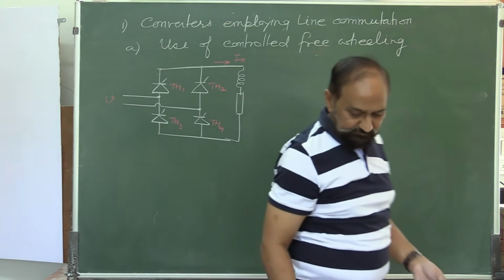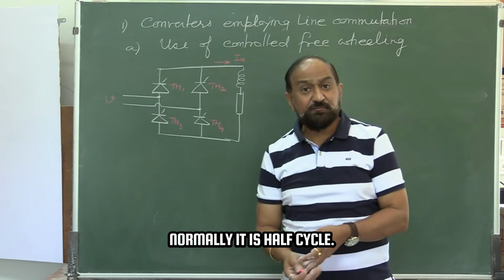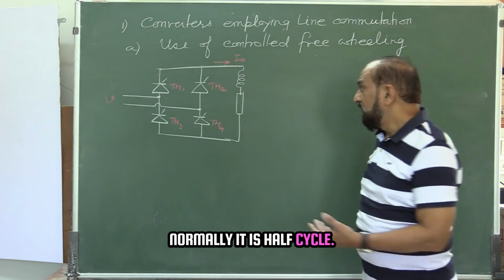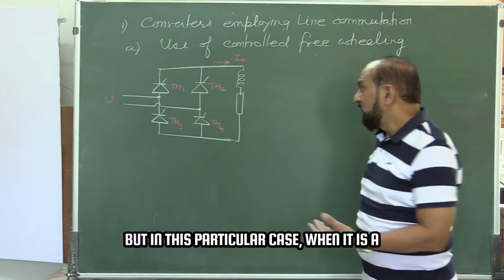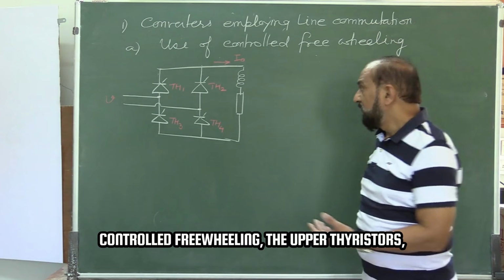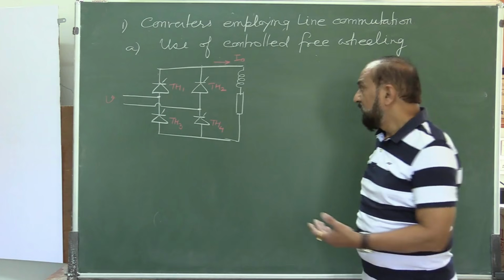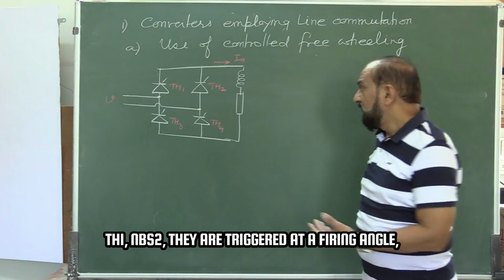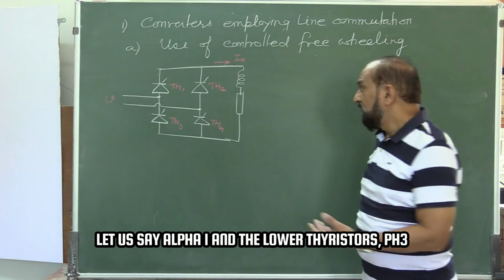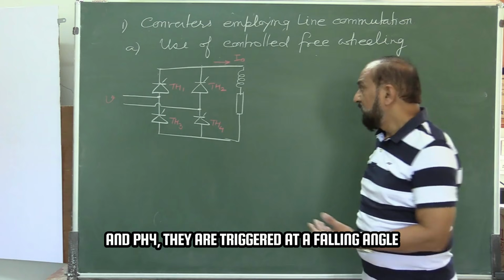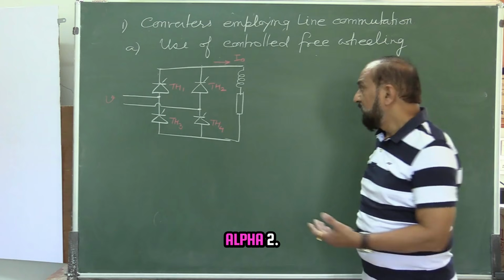Normally, negative half cycle. But in this particular case, when it is a controlled freewheeling, the upper thyristors TH1 and TH2, they are triggered at a firing angle, let us say alpha 1, and the lower thyristors TH3 and TH4, they are triggered at a firing angle alpha 2.